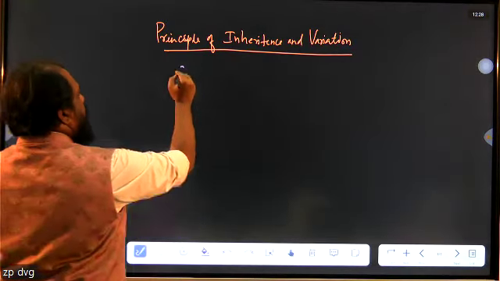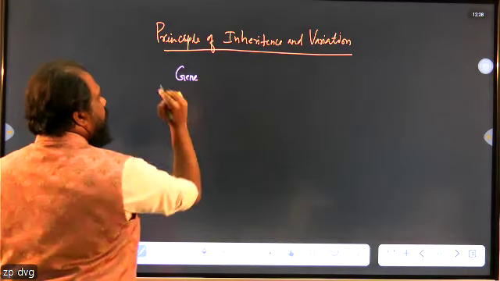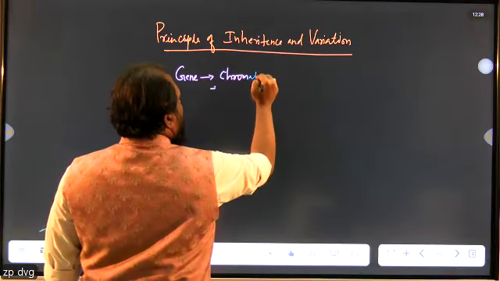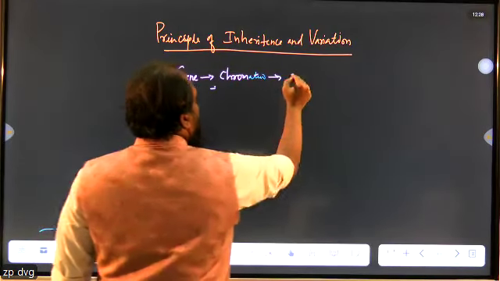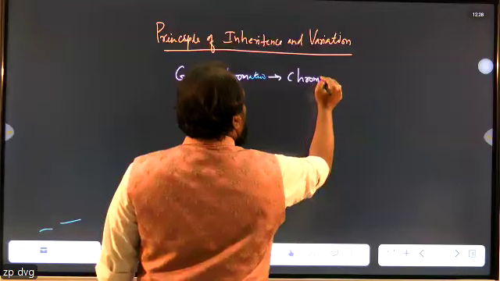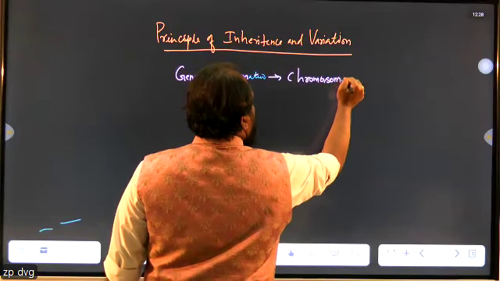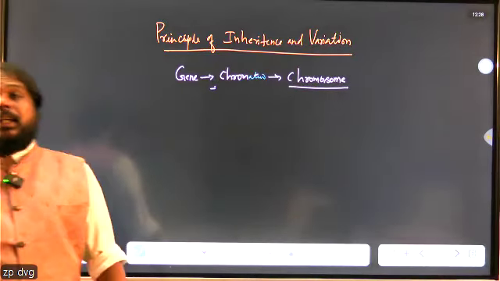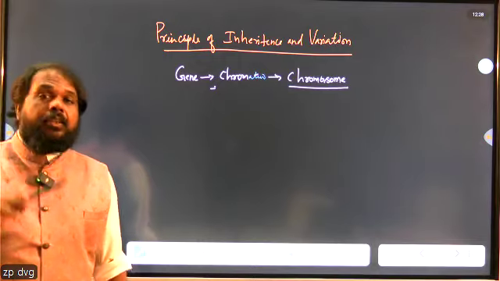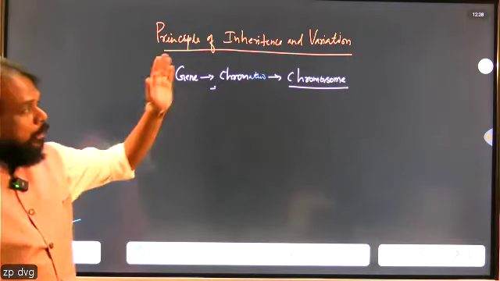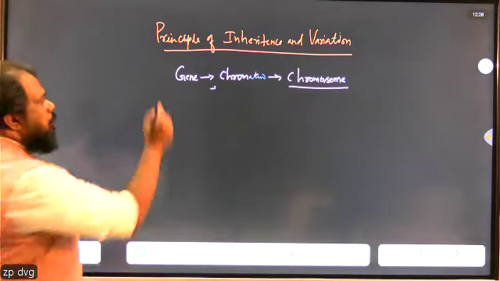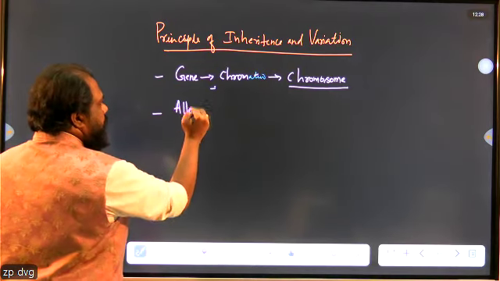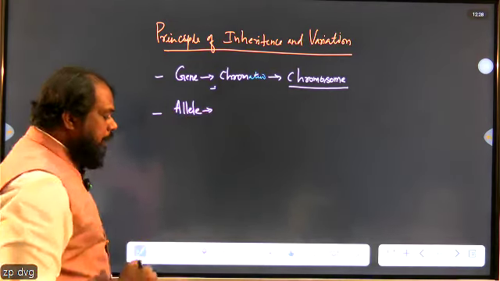So we spoke about gene, we spoke about chromatin, and we also discussed chromosome. We also found out how to identify the number of chromosomes and what happened in the cell cycle during S phase. During S phase, the DNA will double, but not the chromosome number. So the next important term that you have to understand is allele. What is an allele?